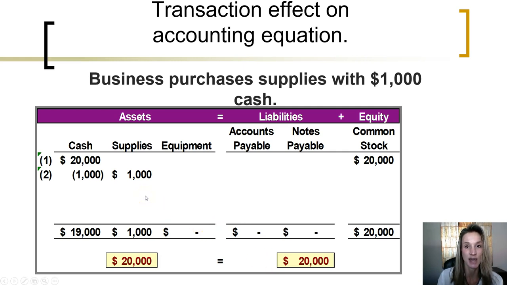So we need to go into the accounting records and decrease cash to reflect the fact that they no longer have $20,000 in cash. It has decreased $1,000, bringing cash down to $19,000. The amount of the supplies increased $1,000, so that account is increased $1,000. Cash of $19,000 plus supplies of $1,000, total assets of $20,000 equals total liabilities plus total equity of $20,000. Notice that we only affected one side of the equation, but the equation remains in balance because one account increased and one account decreased on that side of the equation.